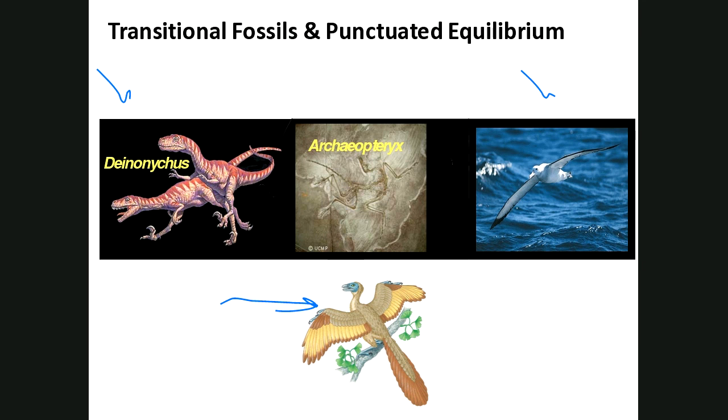Now, how does punctuated equilibrium explain the absence or the scarcity of transitional fossils? Like, for example, Archaeopteryx, I think they've only found, I don't know how many, but only a handful of these fossils. Now, let me go back to a blank screen again, and I'll show you how this all fits together.